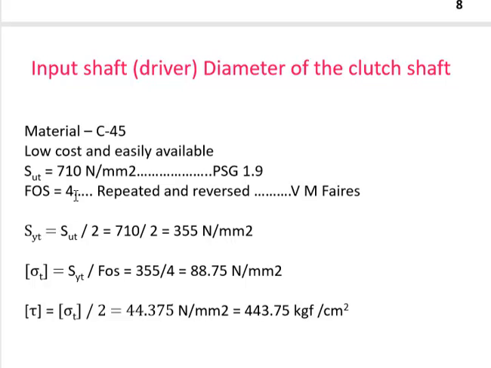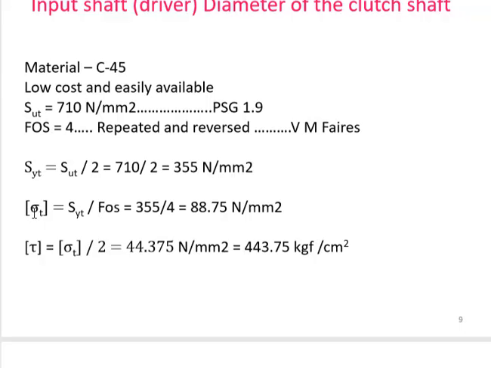Taking factor of safety as 4 for reversed and repeated loading according to VM Fairs, I have taken the FOS factor as 4. So the sigma T can be calculated as SYT by FOS. So SYT calculated is 355 and the factor of safety is 4. So sigma T comes around 88.75 Newton per mm square. To find out the design shear stress, it is half the times of the design tensile strength. So we can find out the design shear stress as 443.75 kgf centimeter square.